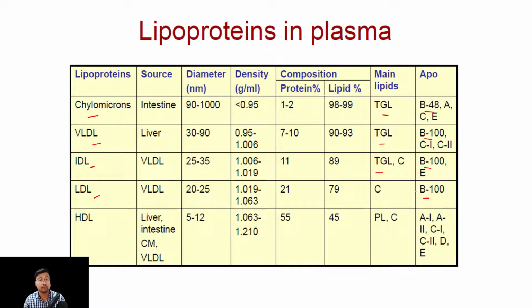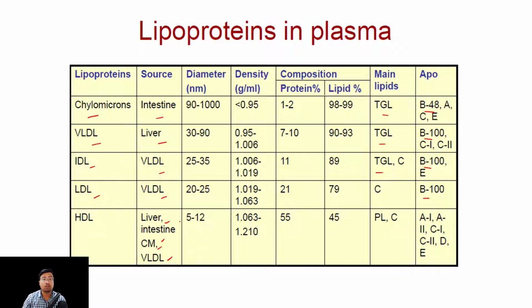One more thing to know: what are the various sources of lipoproteins? If you look into this chart, chylomicrons are formed in the intestine, VLDL is formed in the liver, IDL is formed from VLDL, LDL is also formed from VLDL, and when it comes to HDL, it is formed in the liver, intestine, chylomicron and VLDL. There are multiple sources from which the components of HDL are donated and HDL is produced.